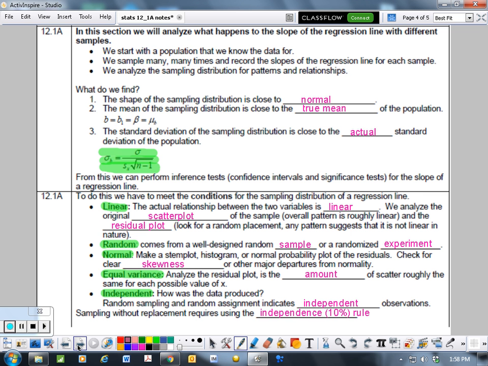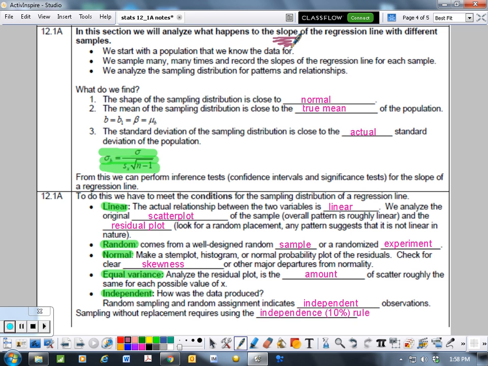So now what we're going to do is start analyzing what happens to the slope of our line. And so we're going to start using our tests for that. We're going to start with the population that we know the data for. We're going to sample many, many times and record the slopes of the regression line for each sample. And then we're going to analyze the sampling distribution. And this isn't really what we're doing. This is what statisticians have done in the past, and this is how we come up with the procedures that we use.